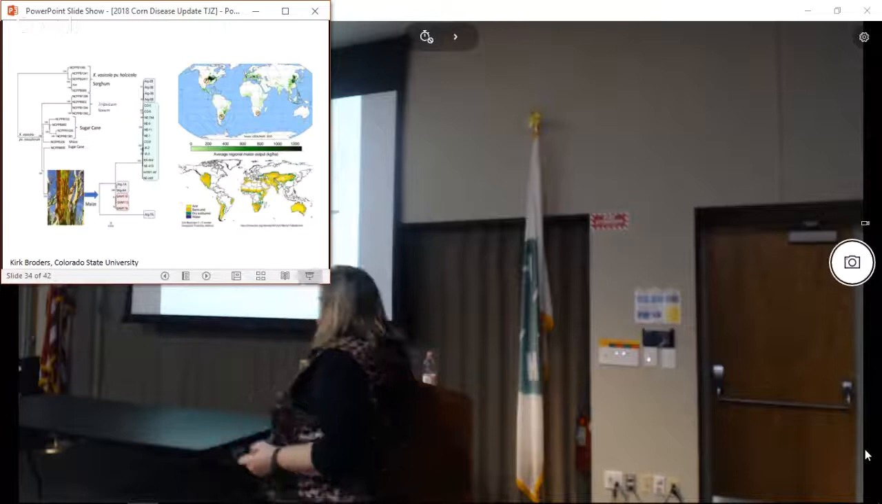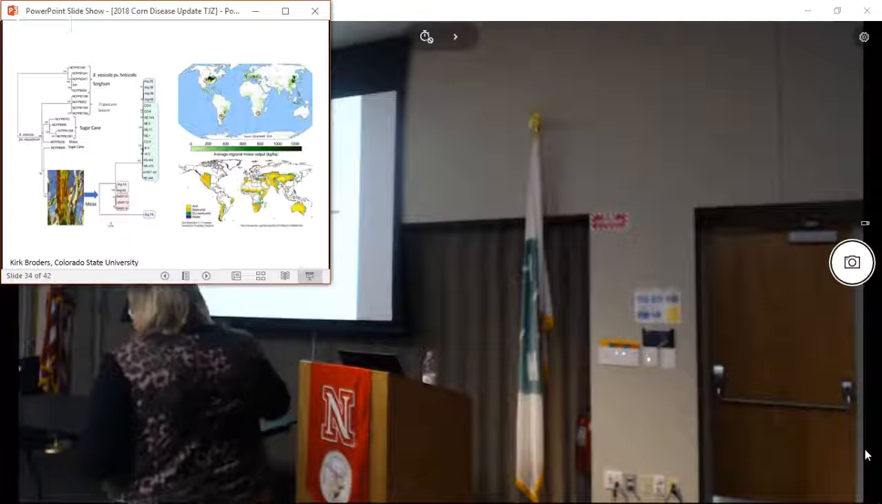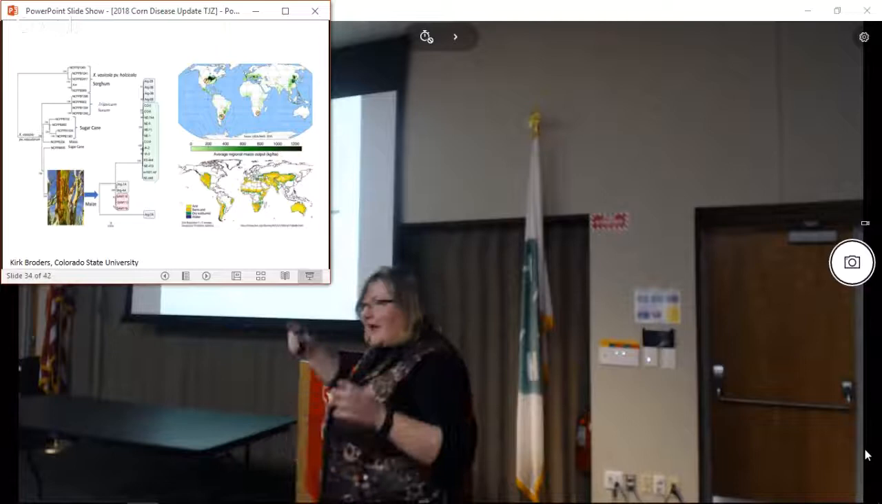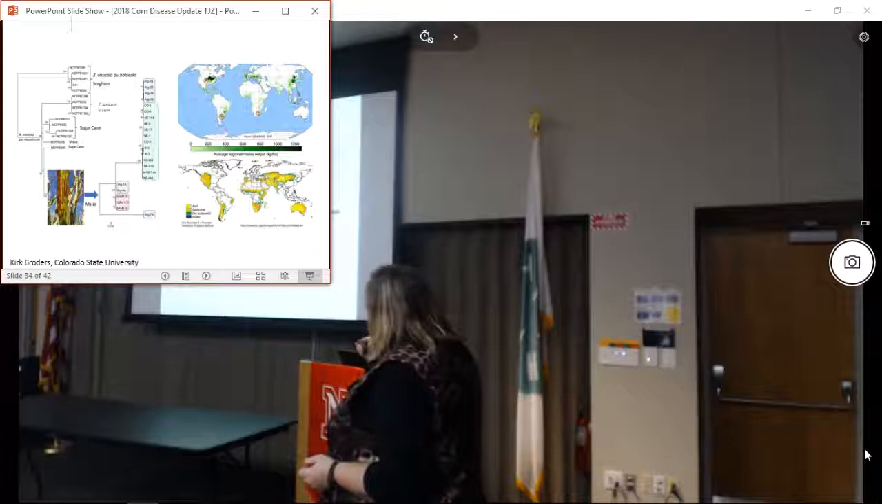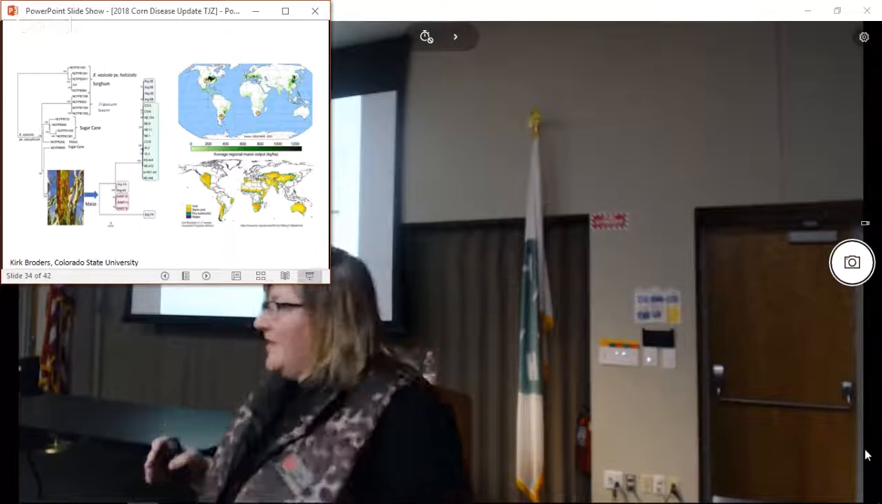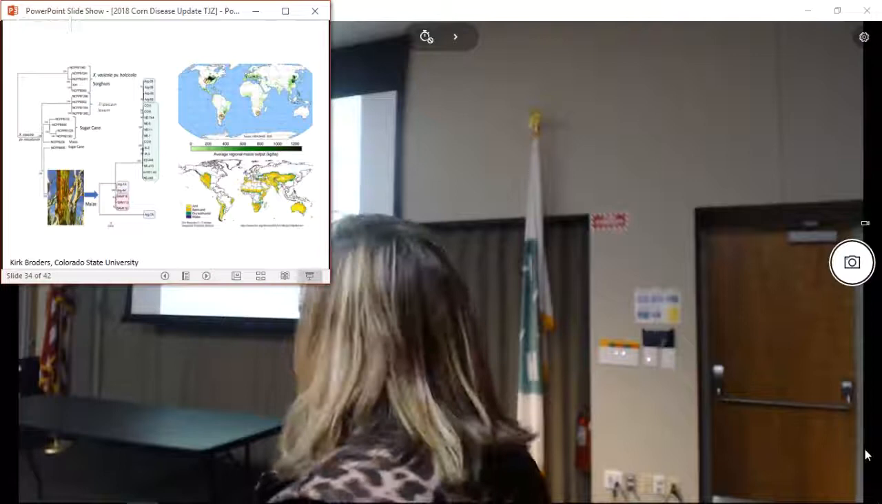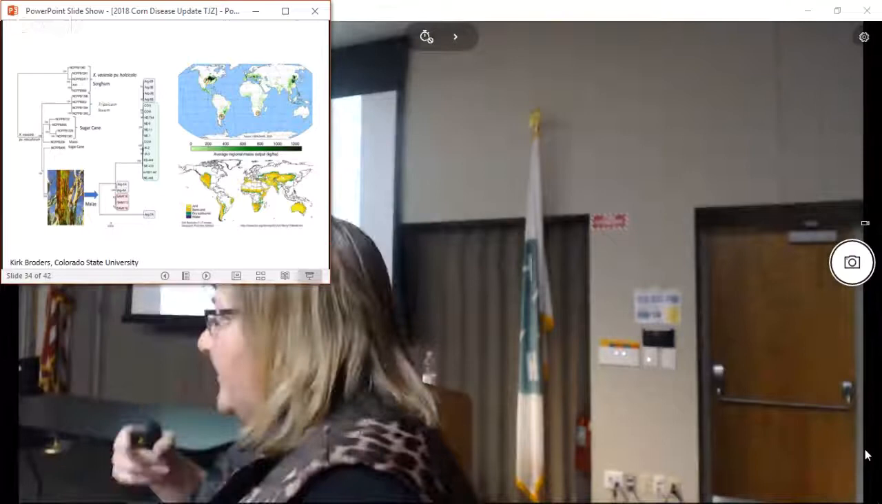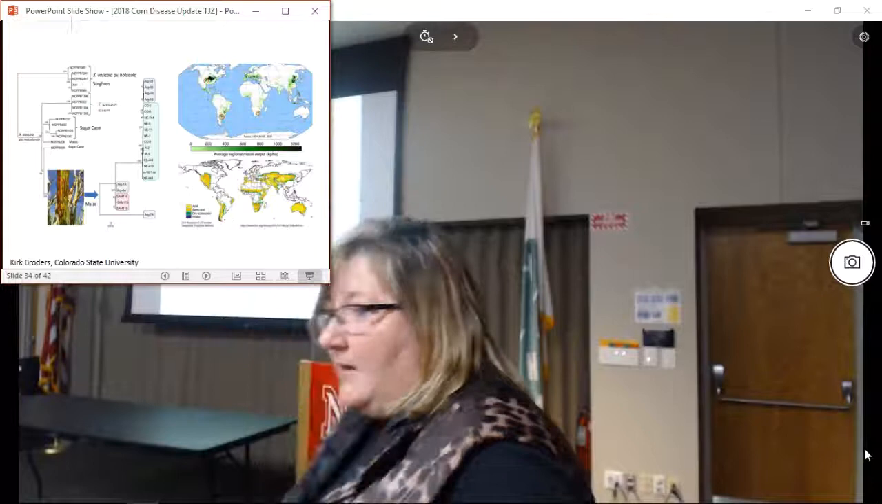Those green boxes are ones that are showing you where the Nebraska bacteria are and how they clump together. When you see all of these Nebraska isolates clumping together, it means they were all very similar to each other, not much diversity there, and that's across their entire genome. What that tells us is that the bacterium causing our disease in the United States was probably a more recent introduction.